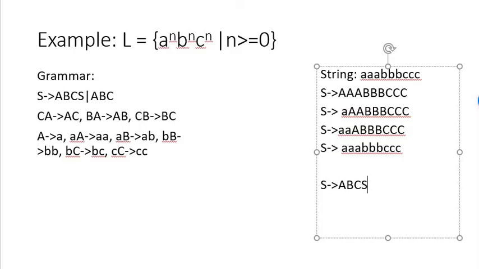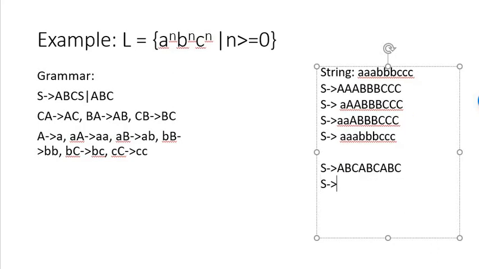Let me show you. I will take S to ABCS, then I will replace this S by ABCS, then again I will replace this S by, let's say, ABC. Then I will apply here that this capital A will be replaced by small a, right? So let me write it here only. Capital A will be replaced by small a. Then small a capital B will be replaced by small b according to this production.